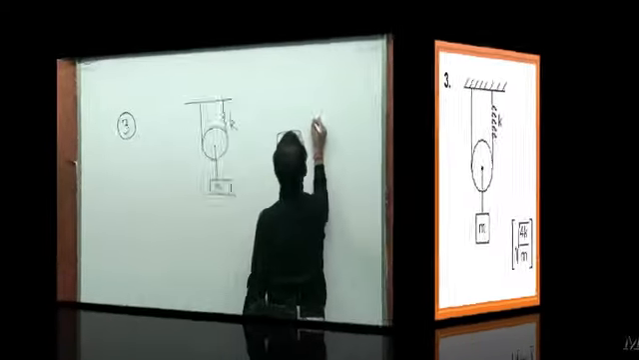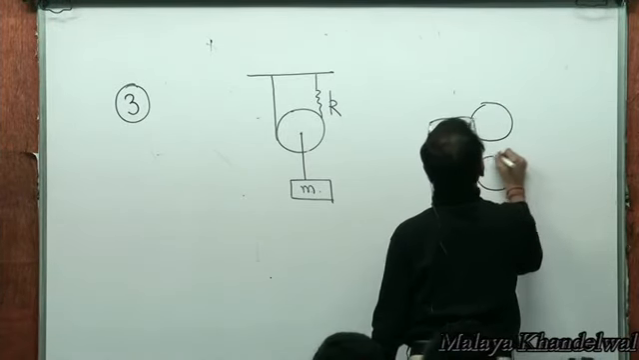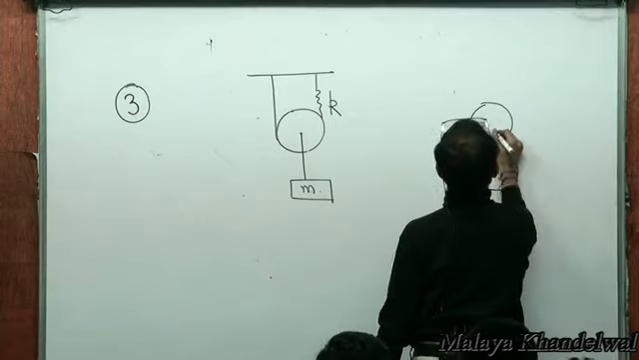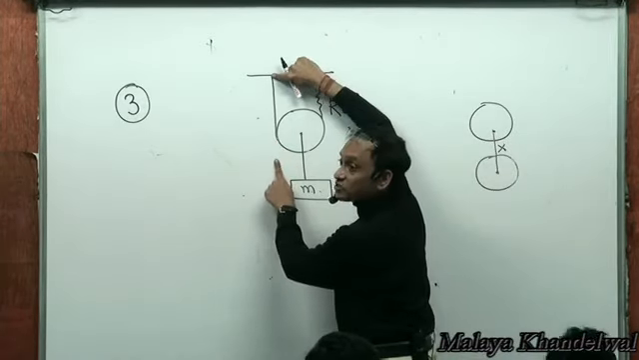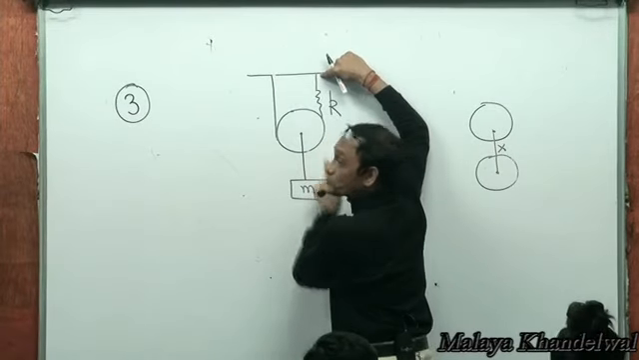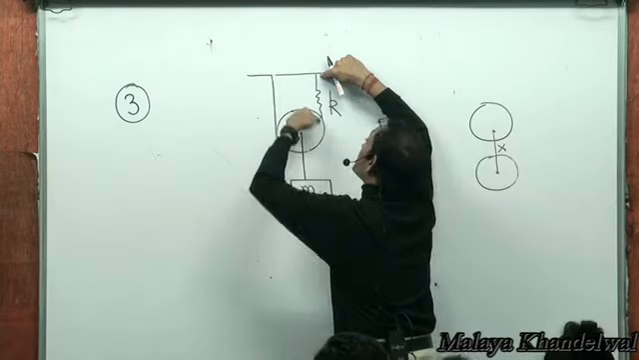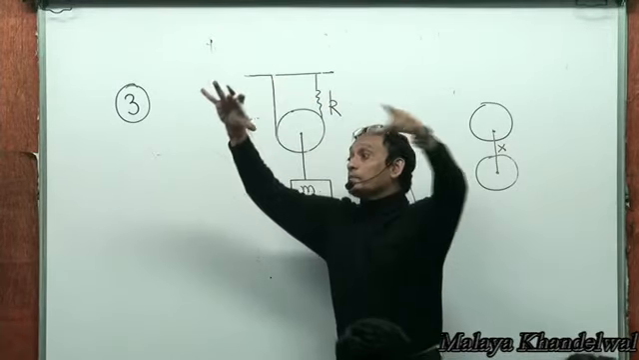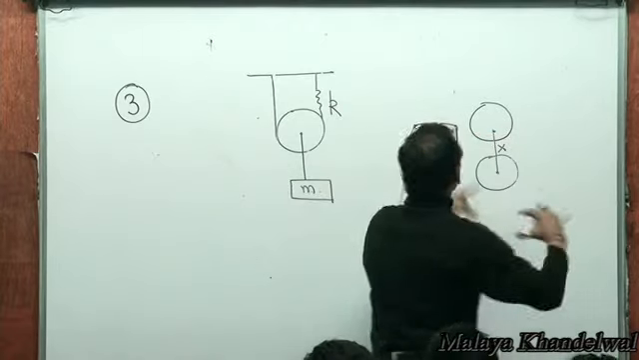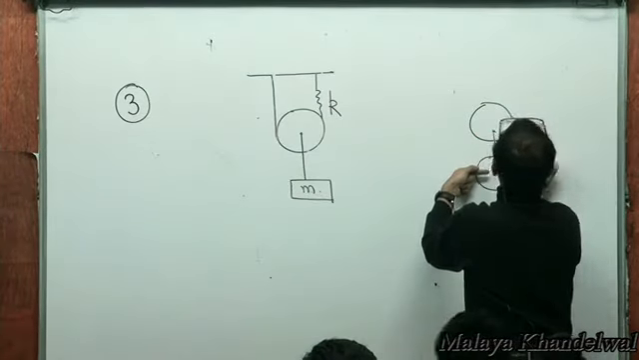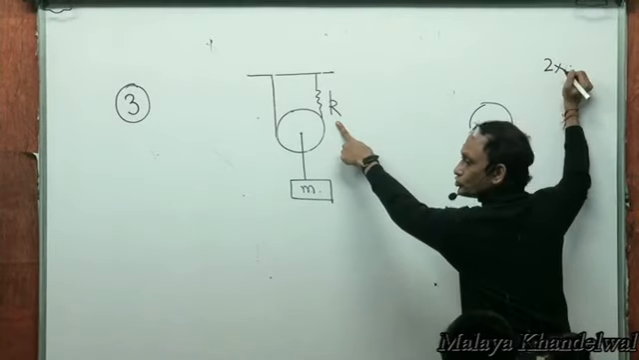If this pulley descends down by an amount x, then this part of the spring will increase by an amount x, this length of the spring will also increase by an amount x. That means this entire spring will increase by an amount 2x. The spring length will increase by an amount 2x. Yes or no? So if the pulley descends by an amount x, the spring length will increase by an amount 2x.